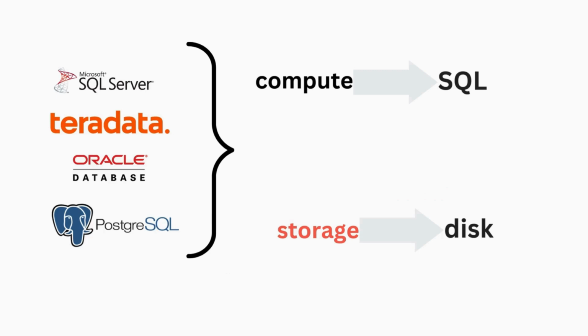Traditionally, with all the databases in the market, like Teradata, Oracle, SQL Server, Postgres, compute and storage both were tightly coupled into the same hardware. So you will get a big heavy server, 50 kilograms of a big server, which will have compute, like processing units to do the computation part. And those servers will also have storage in the form of disk. In traditional databases, we use SQL, like we write SQL queries for compute purposes, and we use disk in those servers for storage purposes.